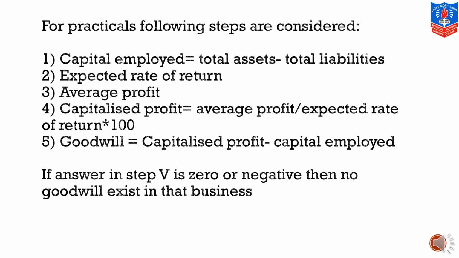Let's check the simple 5 steps for computation of goodwill. Capital employed, same: total assets minus total liabilities. Expected rate of return, second. Third, average profit. Fourth, capitalized profit, that is average profit divided by expected rate of return. And fifth step, goodwill: capitalized profit minus capital employed. Now if the answer in step 5 is 0 or negative, this shows that the firm does not have any goodwill. No goodwill exists in that business unit.